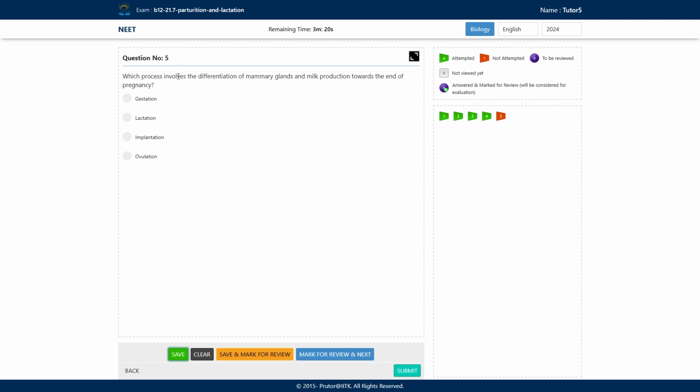Now next, which process involves the differentiation of mammary glands and milk production towards the end of the pregnancy? Gestation, lactation, implantation, or ovulation? What will be the correct answer here?